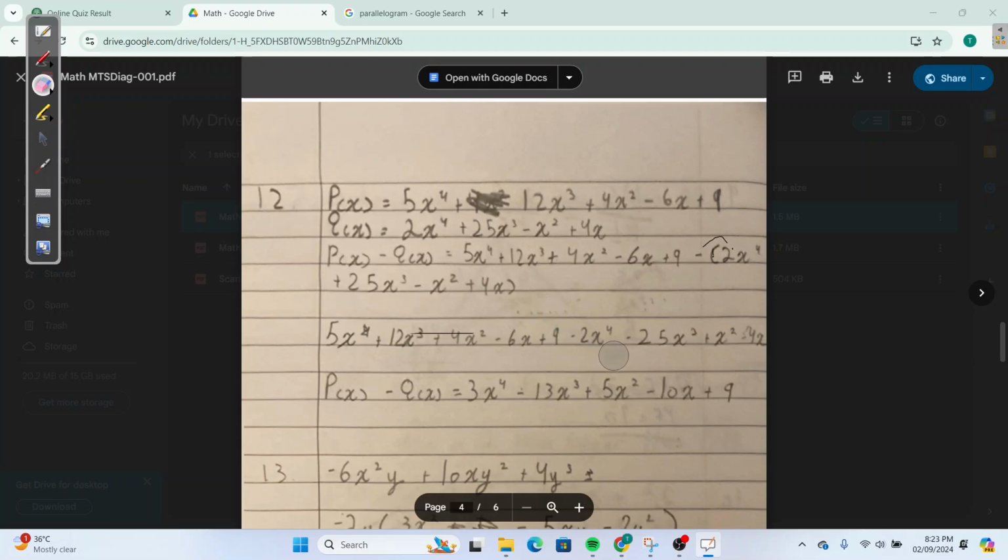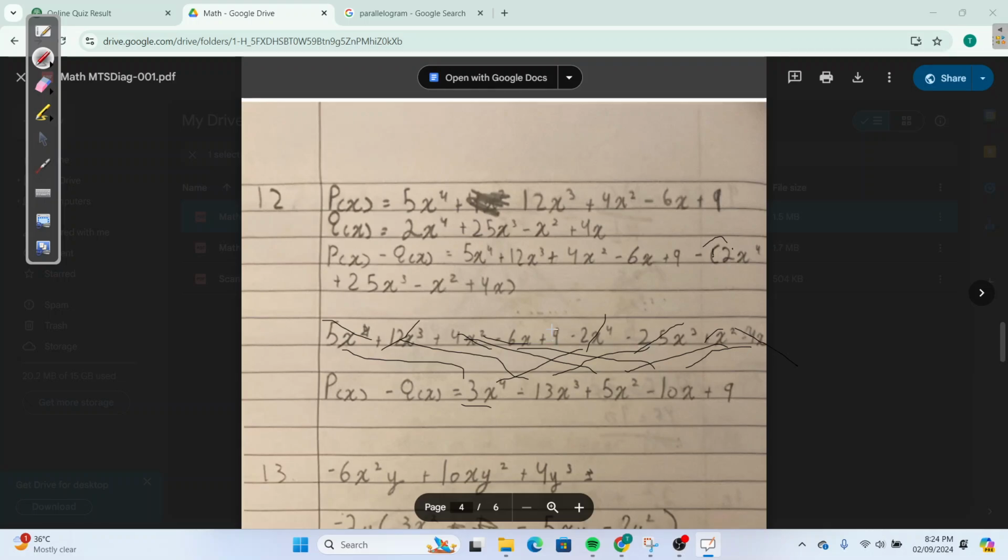Now what you do, you combine like terms. So 5x to the 4 minus 2x to the 4 will give you 3x to the 4. For your ease, just cross them out now, so you don't have to deal with them again. 12x cubed minus 25x cubed: 25 minus 12 would be 13, so negative 13x cubed because it's positive 12 minus 25. You cross these out now, and x squared plus 4x squared give 5x squared, obviously. So you now cross these out because you don't need them. Negative 6x with negative 4x make negative 10x.